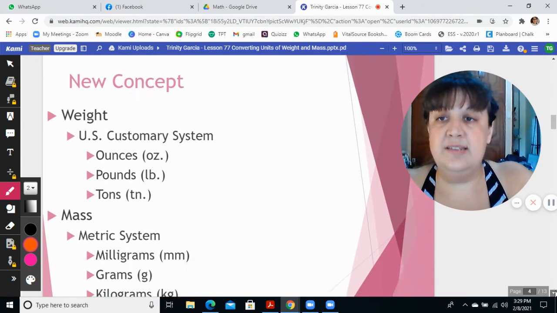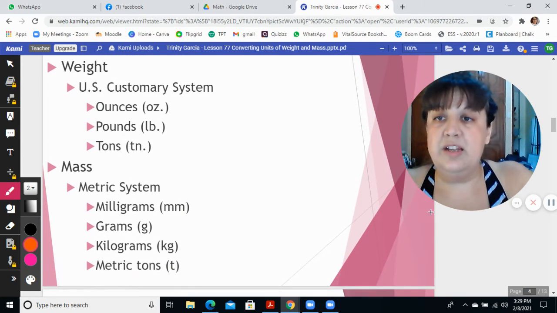Today's new concept. We're talking about weight and mass. We're talking about weight in the U.S. customary system, which includes ounces, pounds, and tons. And there are the abbreviations. You might want to note those down if you don't know them already. Ounces, oz., pounds, lb., and tons is tn.